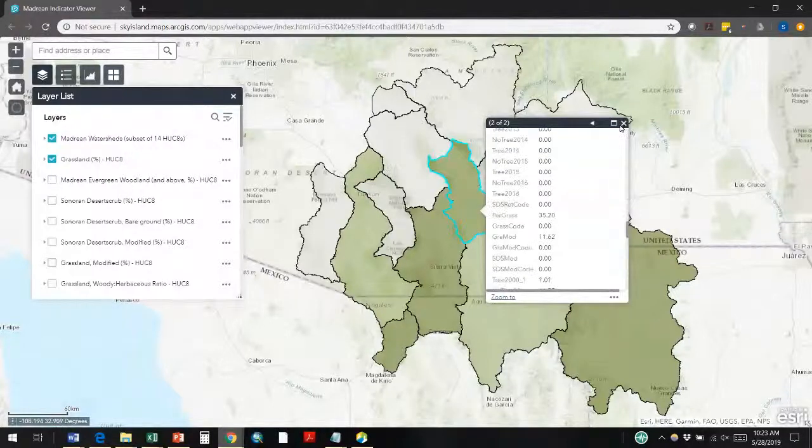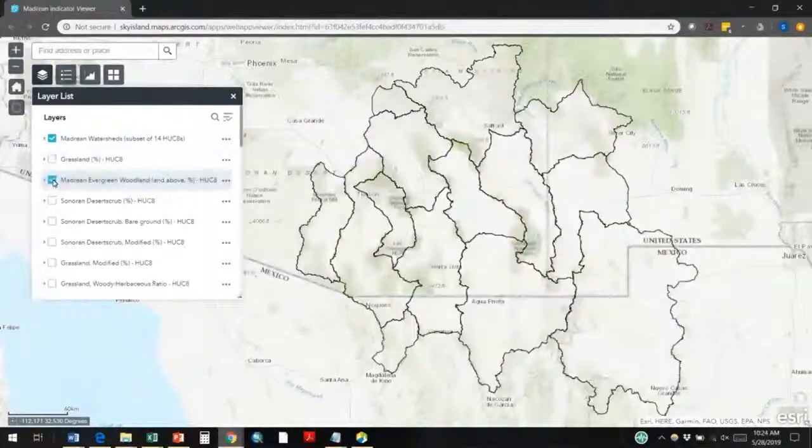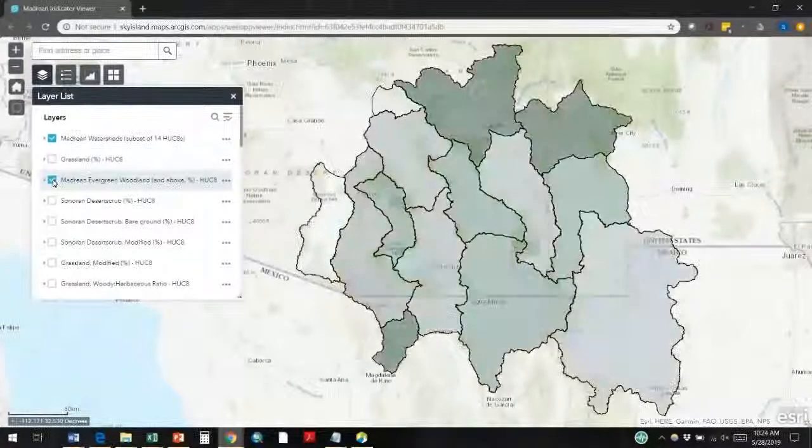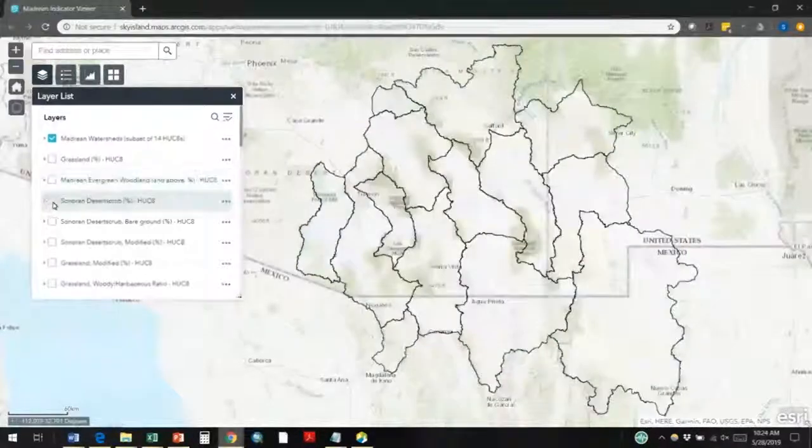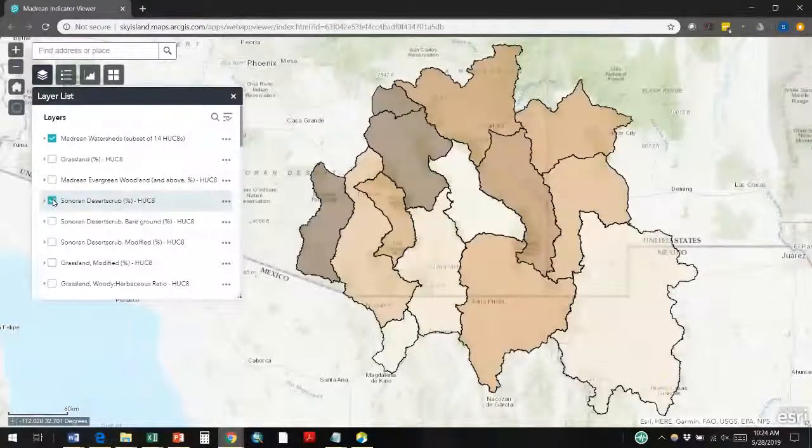And then we have the percent of each watershed that's Madrean evergreen woodland. We also included any of the vegetation classes that would have been above the Madrean evergreen woodland in each mountain range. So that's what that looks like. There's the percent of each HUC-8 that's Sonoran Desert Scrub.